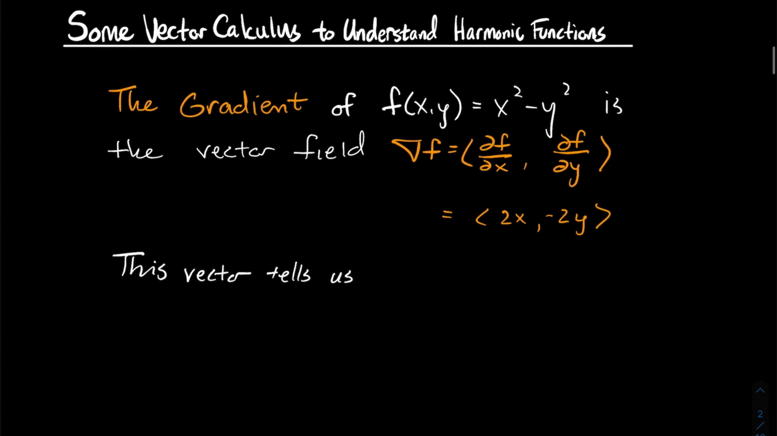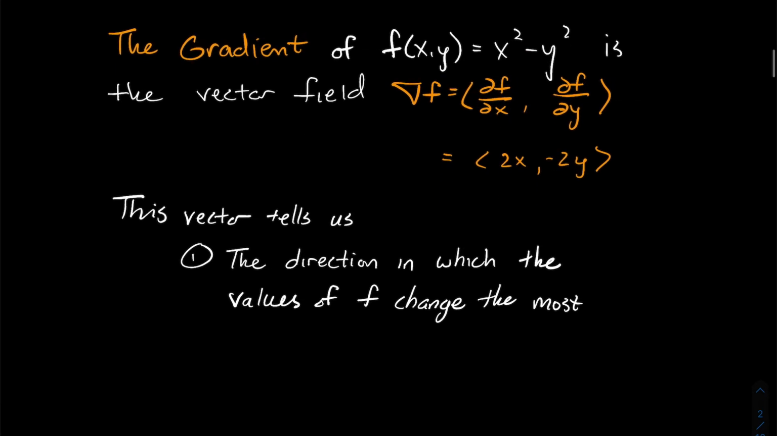Now, what does this vector, the gradient, tell us about? Like, why do you study it in a Calc 3 class? Well, the one thing it tells us is the direction in which the values of your function f change the most. So like, which way do you point to get the most change out of your function?